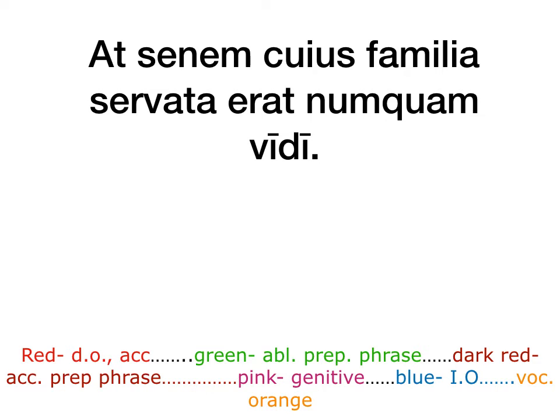Atque senem cuius familia servata erat numquam vidi. I like this sentence just fine grammatically, but in terms of the kind of story it's telling, I couldn't make heads or tails of this one. But anyway, atque is just like ac, okay? It just means and. It's just another and. It's a kind of and that you can start a sentence off with, apparently.